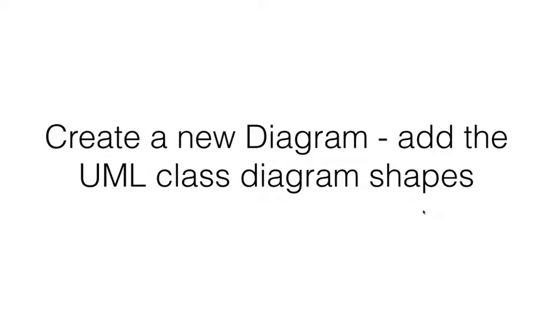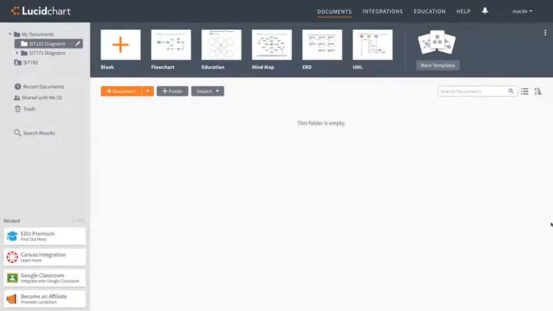Now, inside Lucidchart, we can create a new diagram. And we can add the UML class diagram shapes. UML is really designed for creating diagrams related to object-oriented programming. So the class and the struct are fairly similar, meaning that we can use the class diagram to model the entities that we're going to code in our system using structs. Let's have a look at how we do that.